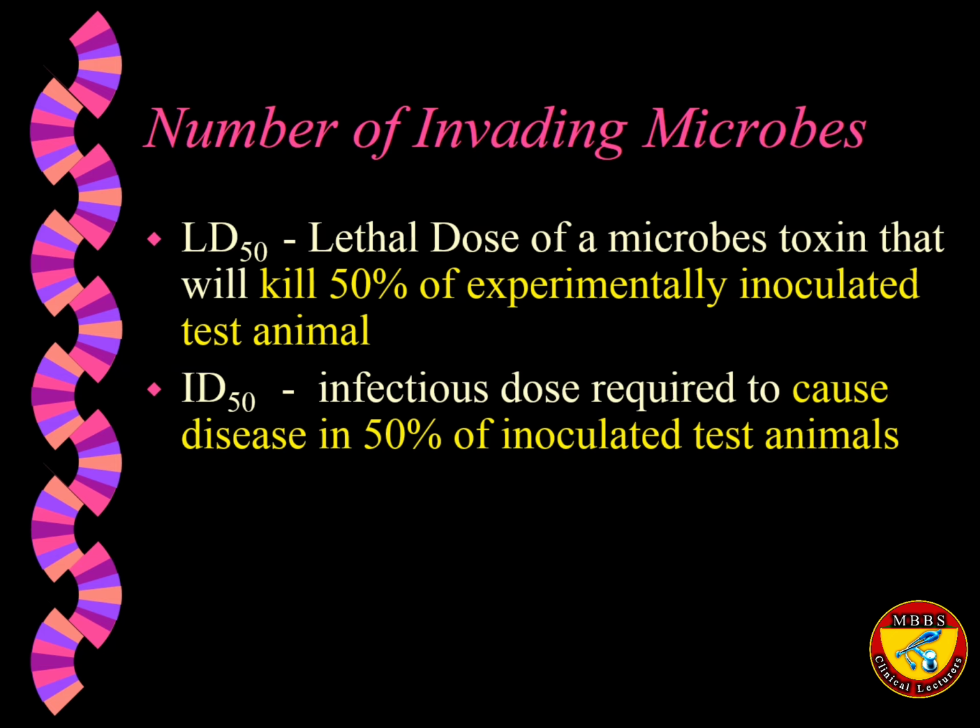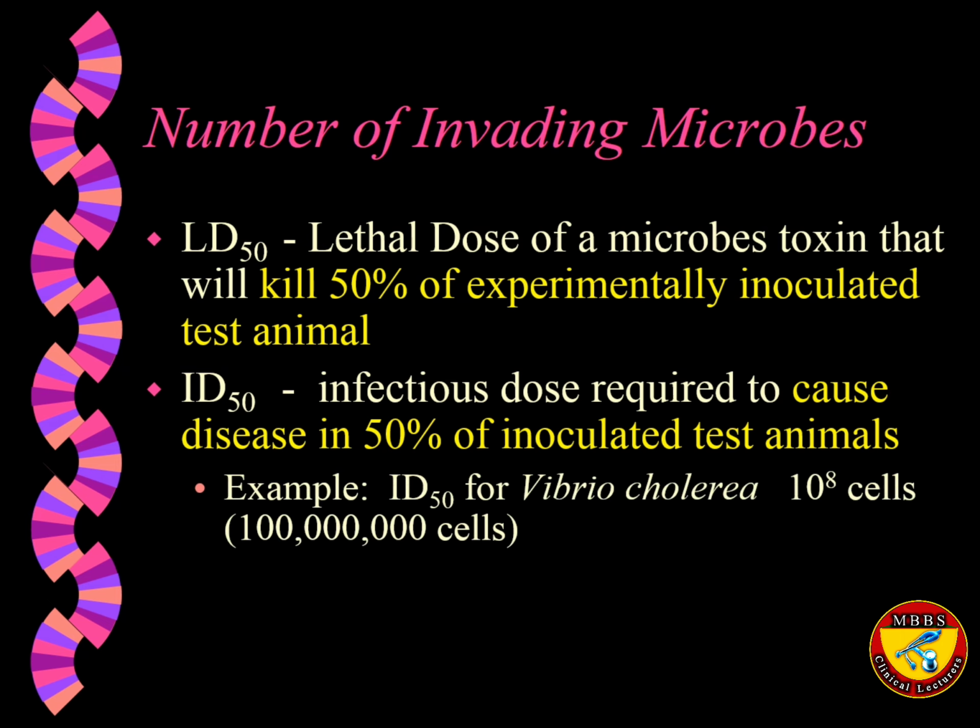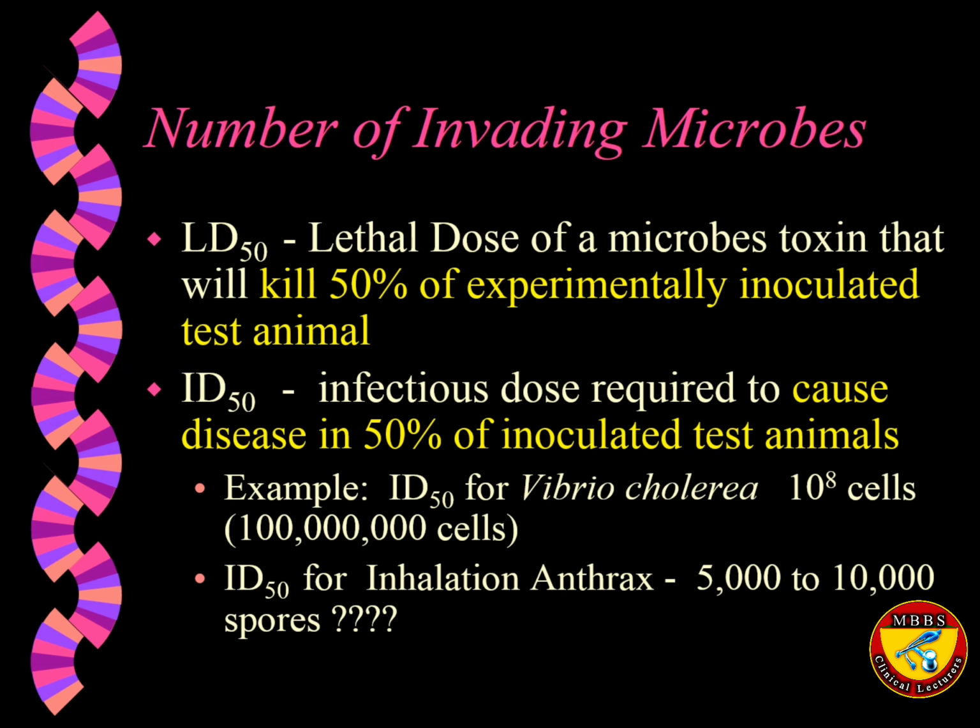Infectious dose 50 is the dose required to cause disease in 50% of tested animals. For example, the infectious dose of Vibrio cholerae is 10 to the power 8, and the infectious dose 50 of anthrax is only 5,000 to 10,000 spores. So it is different for each microorganism.